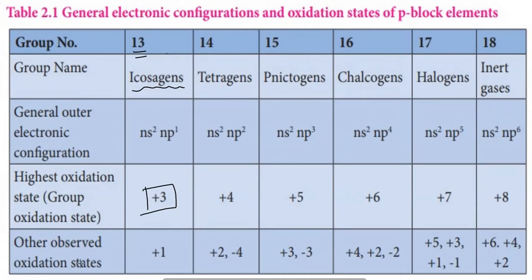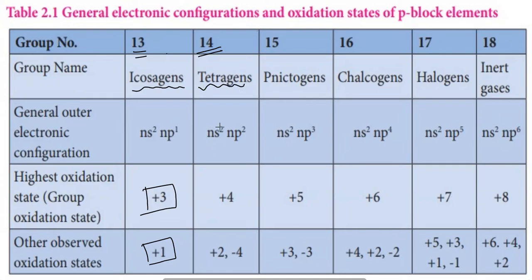Highest observed oxidation state, okay, means the other oxidation state which is generally observed here will be +1 also. Means with +3 they can also make a +1 ion, means the +1 oxidation state can also be represented by them. Next, group number 14 elements, tetragens.